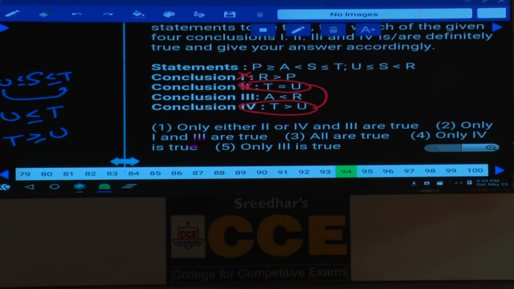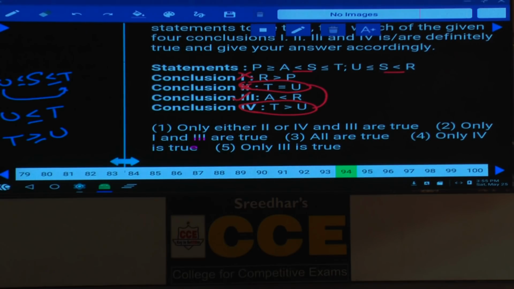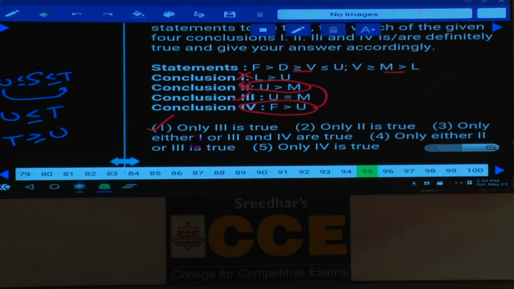Then what else is left over here? A and R. Now between A and R, A lesser than S, S lesser than R, hence 3 is also followed. Hence 3 and either 2 or 4. Tell me what is your choice? Choice 1 is the answer, 94.